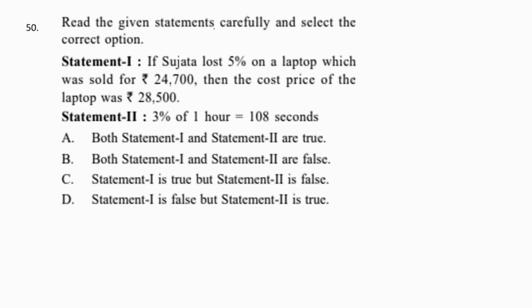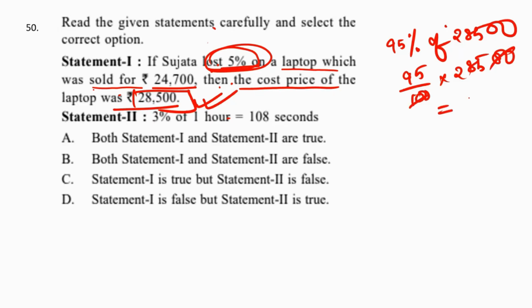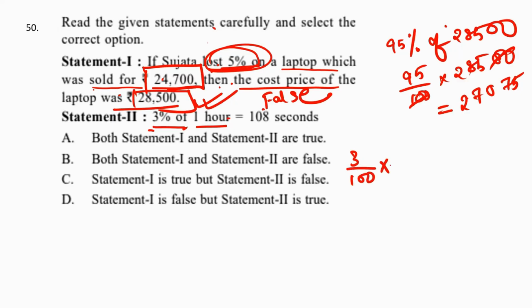Moving on to the last question. Sujata lost 5% on a laptop, first statement, which was sold for 24,700, then the cost price of the laptop is 28,500. Let's do it in reverse. According to the question, Sujata has a loss of 5%. That means she has sold it for 95% of her cost. If we assume that the cost is 28,500, 95% of that would be 95 by 100 into 28,500, which, if we simplify, gives us 27,075. But according to the question, the selling price is 24,700. So this is false.